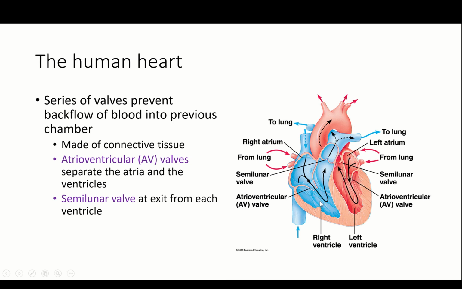Once it's held in here, that second part of the ka-thunk will then push it through this semilunar valve towards the pulmonary artery, leading to the lungs. And so you've got a semilunar valve for each ventricle, and you've got an AV valve for each atrium leading into the ventricles as well.